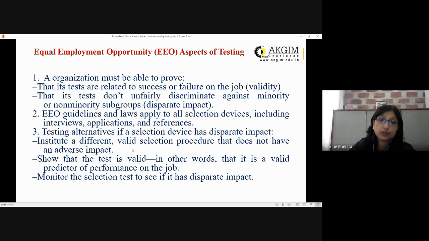Then you need to show that the test is valid. In other words, that it is a valid predictor of performance on the job. That means you are not using any test which is not giving you concrete results for the criteria you have set for a particular job or the position which the organization is looking to fill. And then monitor the selection test to see if it has a disparate impact.